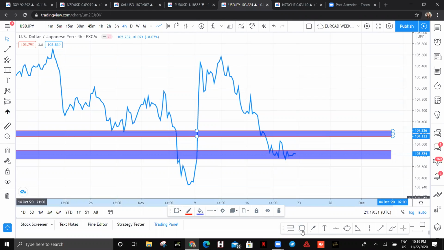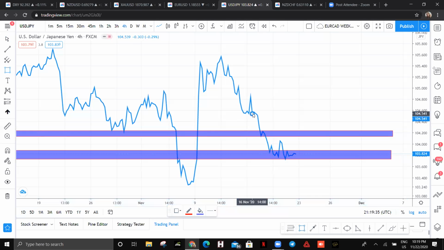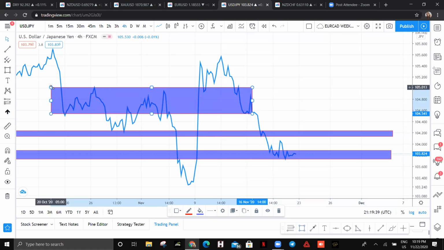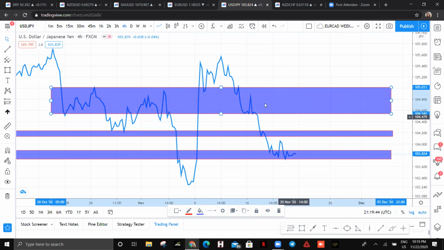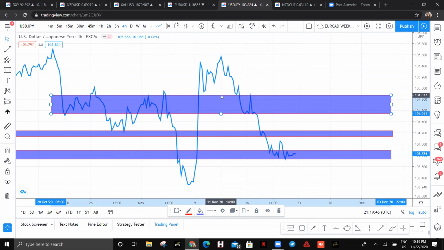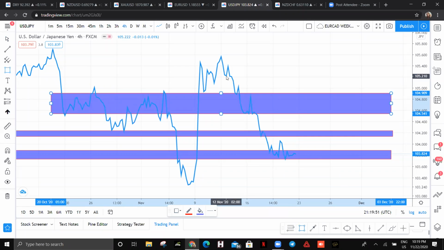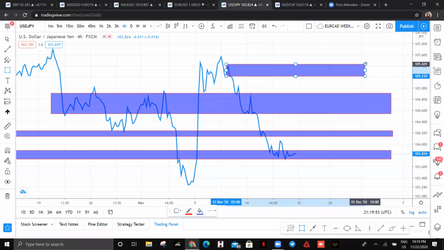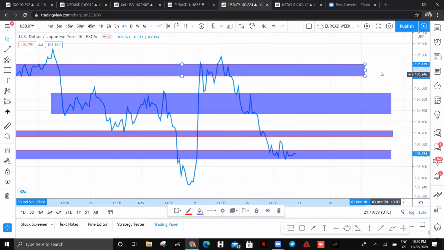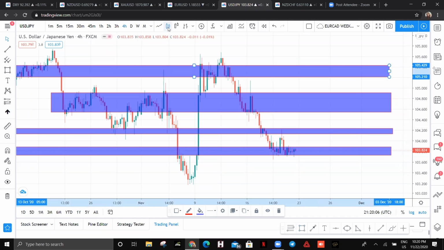Okay. Pick another rectangle. This is a big one. Price consolidated for a very long time on that zone. That's why you're seeing a big one there. And this one from here. If I change it to a candlestick, you see how price reacted to it.